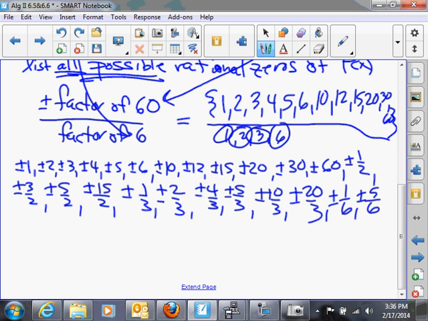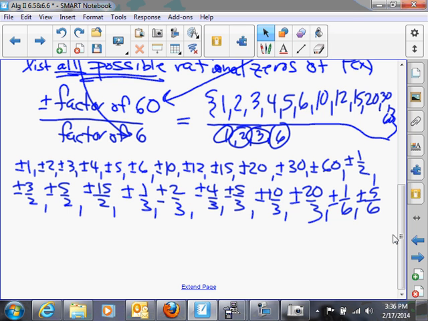2. I've done that one. 15/6 is the same as 5 halves. We've done that one. 20/6 is 10/3. We've done that one. 30/6 is 5, and 60/6 is 10. We've done that. So we're finished. There's the list of possible rational zeros.